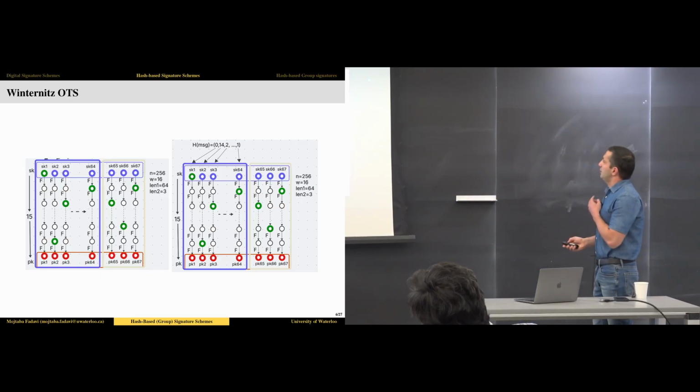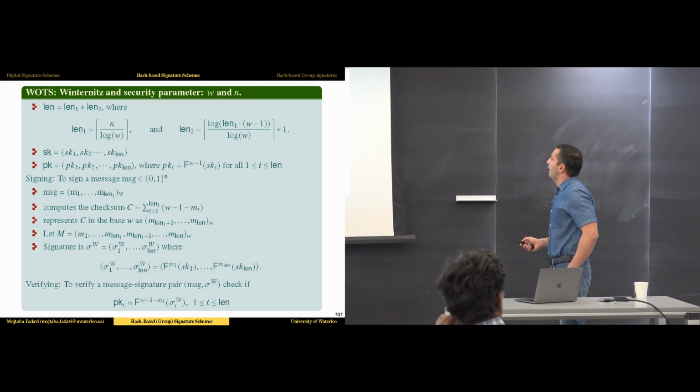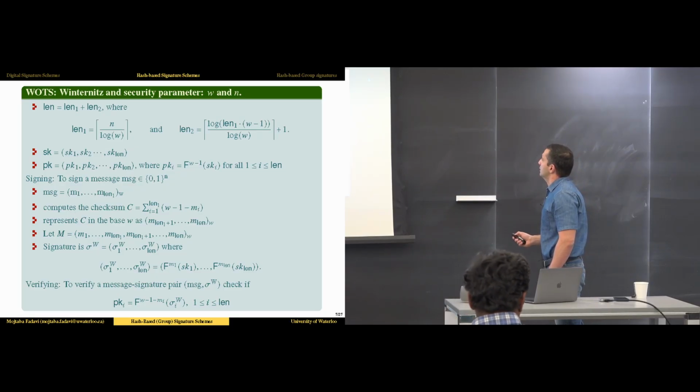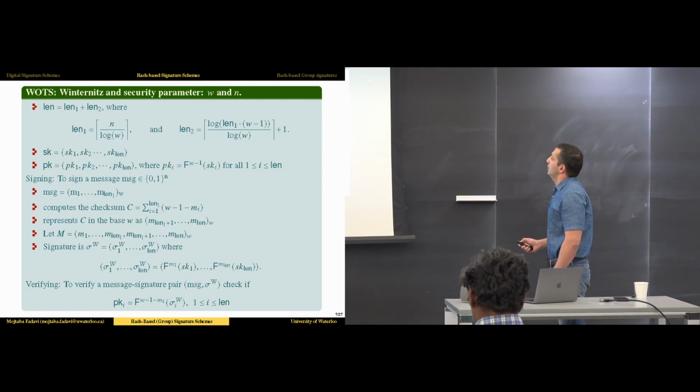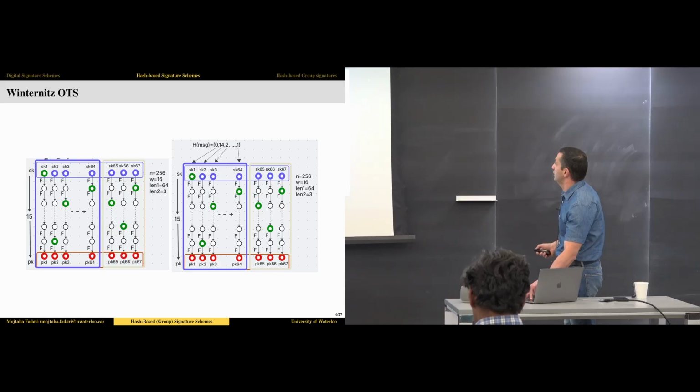Okay, let's explain it more formally. We have two parameters, the Winternitz parameter and the security parameter. We compute two values, length 1 and length 2. Their sum is shown with length. We have secret keys, which consist of length secret keys, and their corresponding public keys, which, as we showed in the previous slides, is omega minus 1 times f over sk, as is shown here.